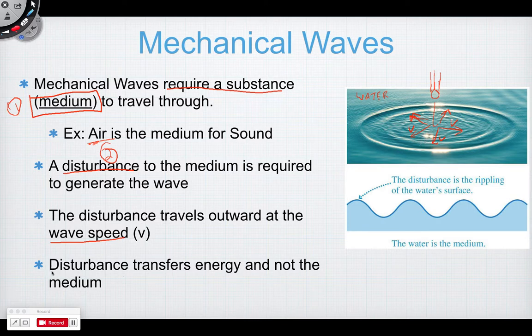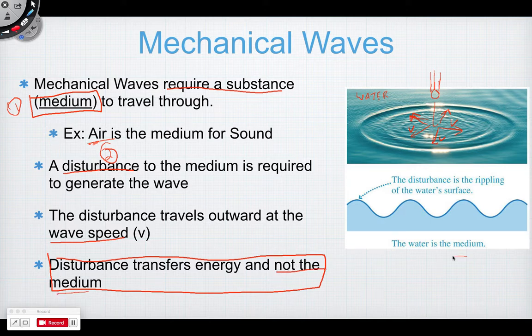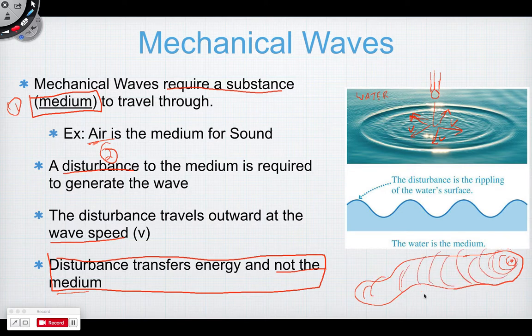One of the key concepts here is that the disturbance transfers energy. The energy from that disturbance, from that splash, transfers outward. The medium does not. For example, if you have some big pond, and some kid drops a rock in right here and makes this big splash, these ripples go out in every direction, and it's a huge splash and makes it all the way down to the other end.